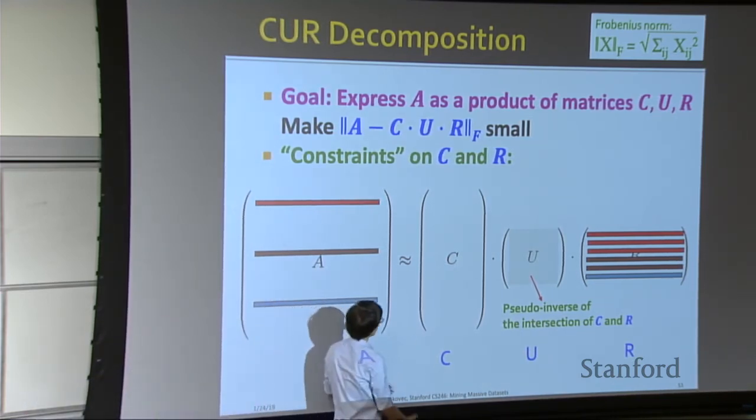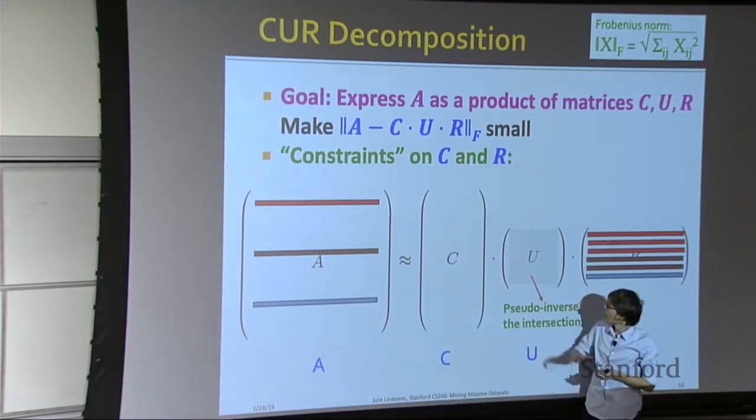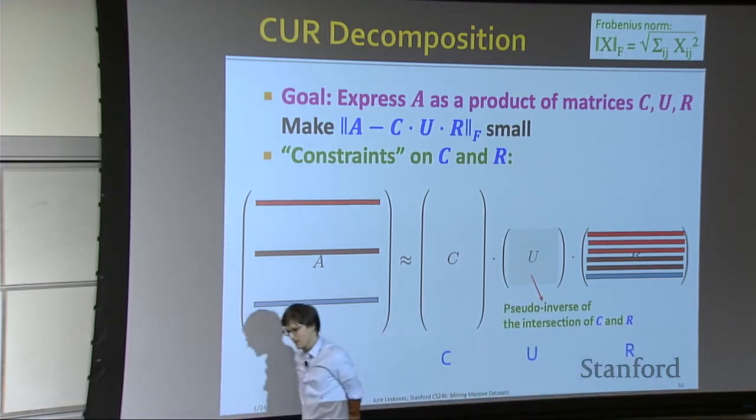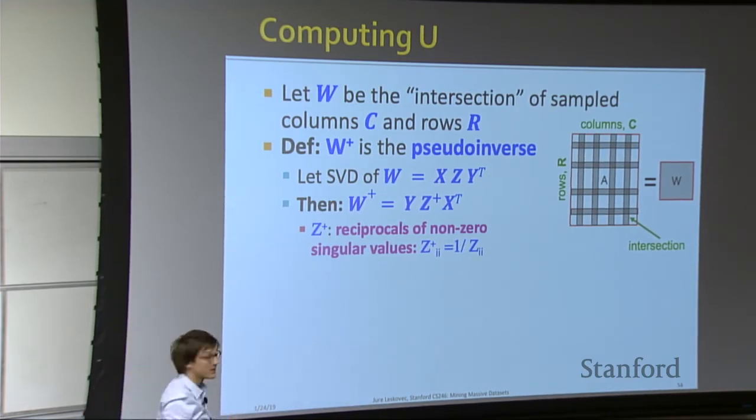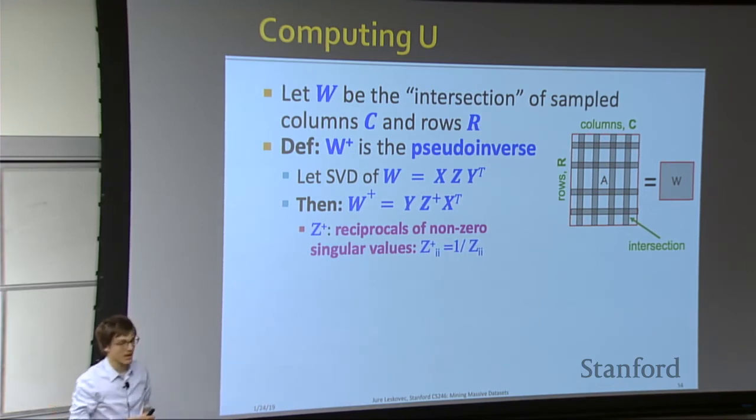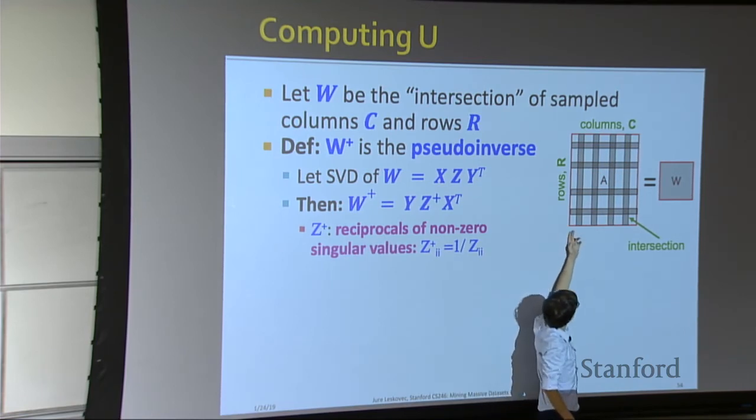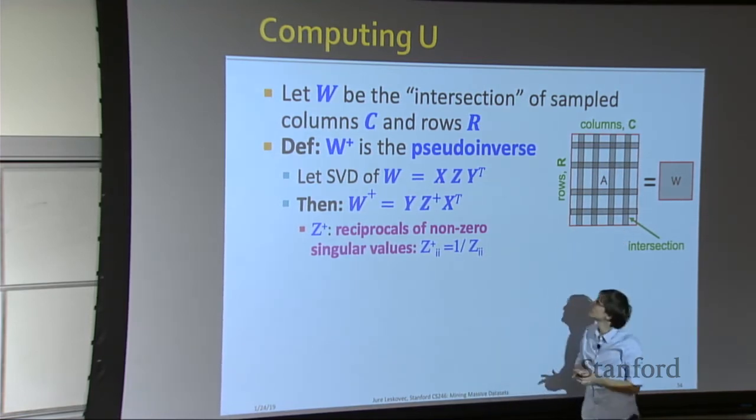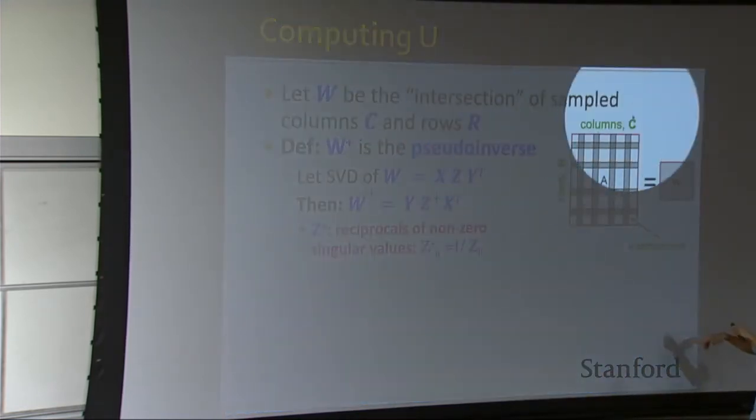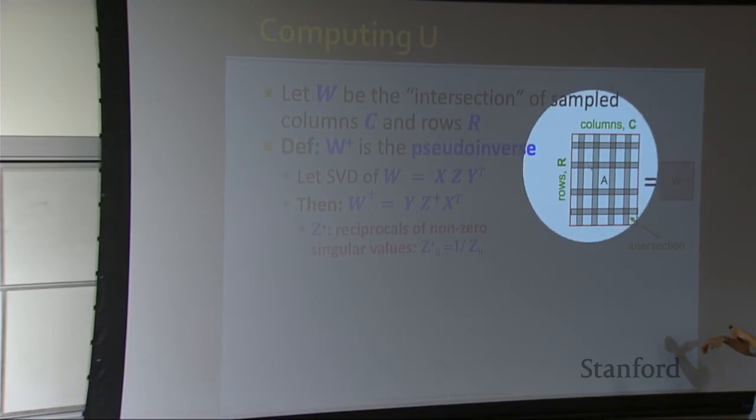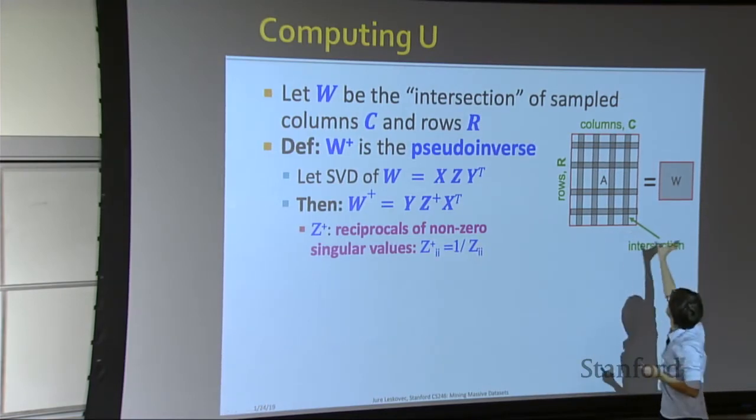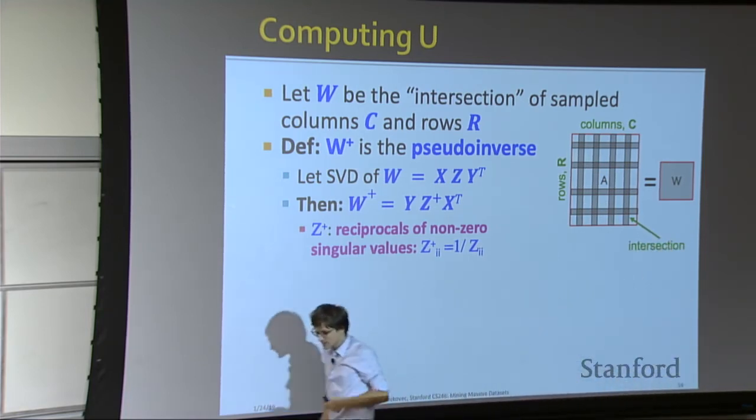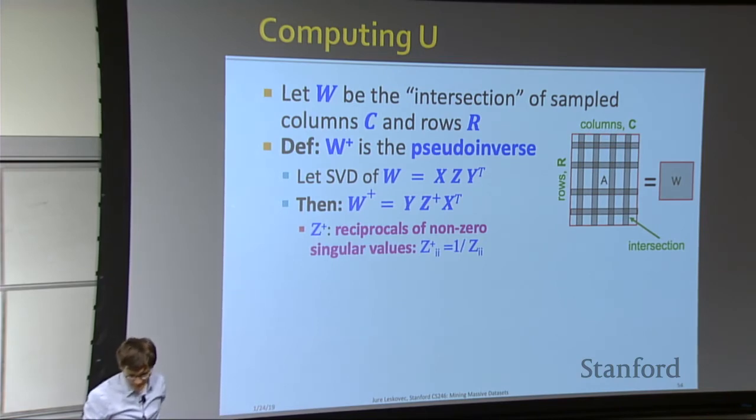The idea is that I'm decomposing by selecting random rows, random columns, and then I do a bit of computation to compute U. So let me now explain what a pseudo-inverse is. The first thing is I'll define this matrix W that is the intersection of the sampled rows and columns. What do I mean by that? If you have your matrix A and you sample a couple of columns and you sample a couple of rows, then wherever these rows and columns intersect, these dark green squares, you throw those into matrix W. So it's wherever your rows and columns intersect, that's your matrix W. Now that you have W, you define W plus to be the pseudo inverse of W.